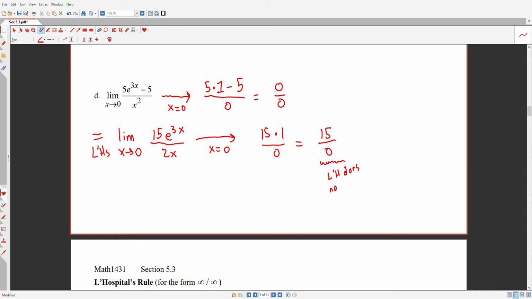L'Hopital's does not apply. Right? We need 0 over 0, or we'll see some of the other forms, but not non-zero over 0. So we have to remember, what did we say we got as an answer when we were getting a limit that had a non-zero number over 0? This was telling us the limit does not exist.